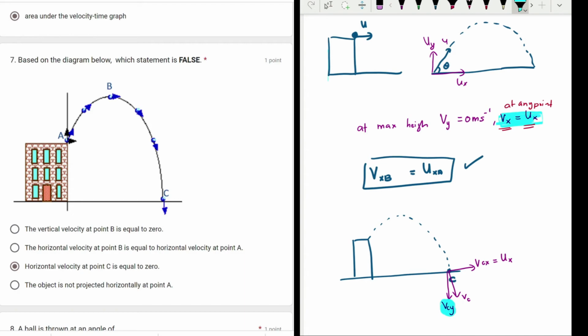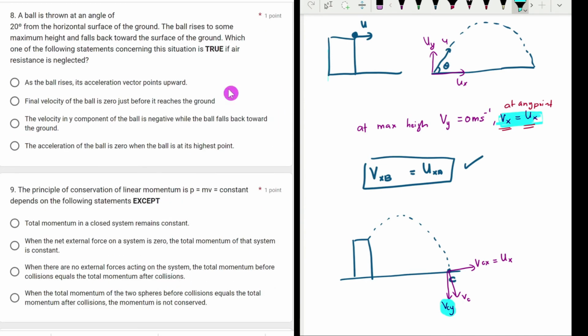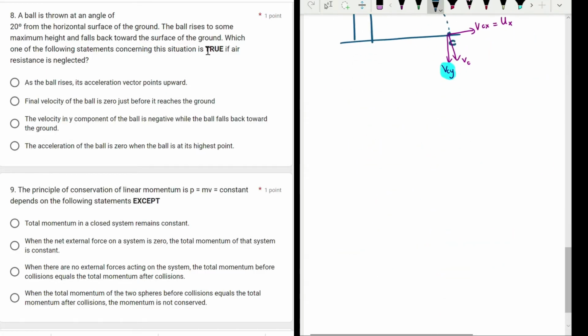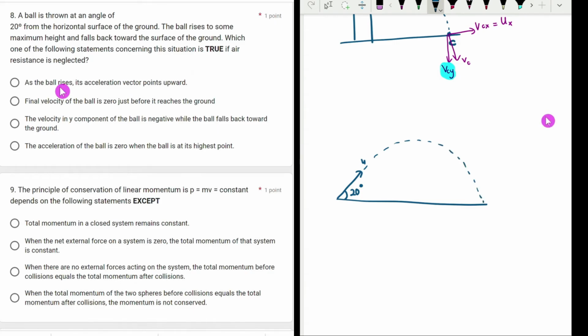Okay, next, question number 8. Alright, so here we have a ball thrown at an angle of 20 degrees from the horizontal surface on the ground. So means that we have the object projected at this angle, 20 degrees. The ball rises to some maximum height and falls back towards the surface of the ground. Which one of the following statements concerning this situation is true if air resistance is neglected?